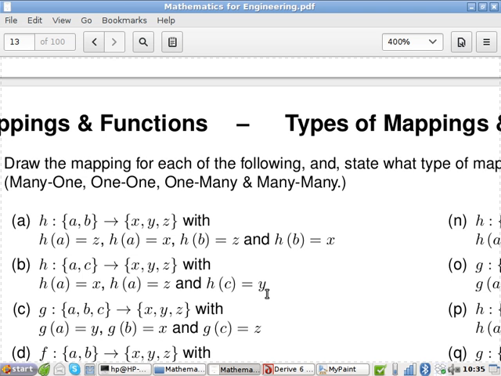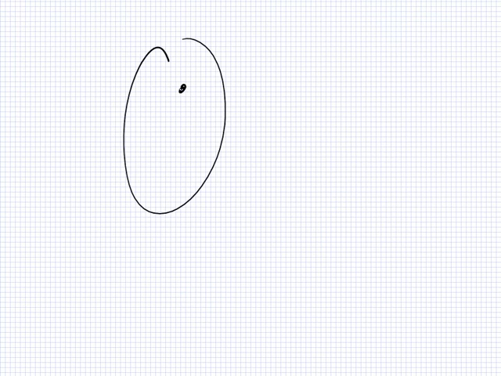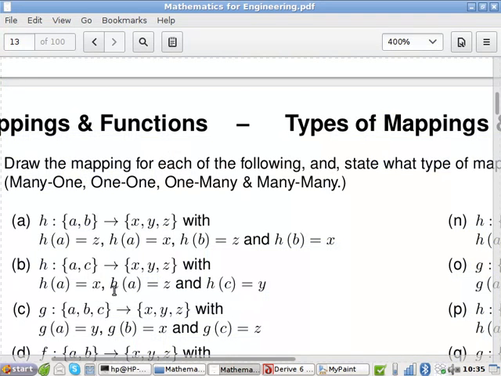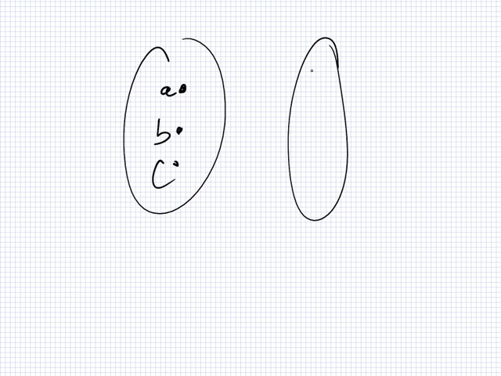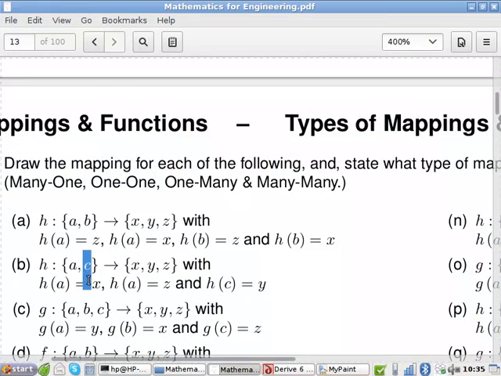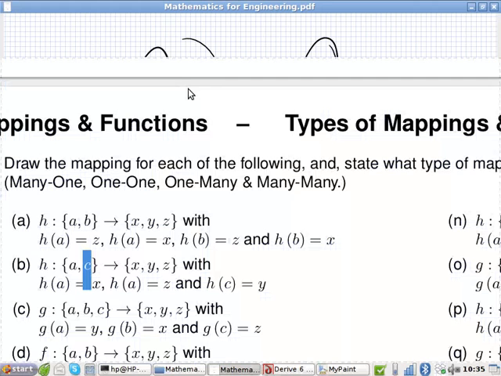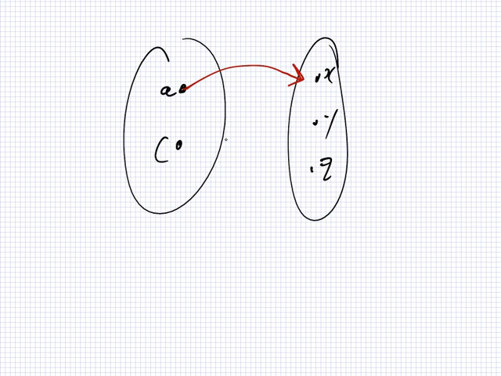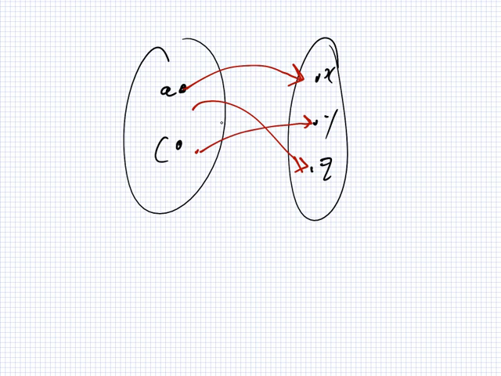If you have trouble with this, you can always draw it. So for example here, A and C. It only has A and C. And it goes to X, Y, Z. So A goes to X and Z, and then C goes to Y. Can you see how one value here gives you many answers? So it's definitely something to many.